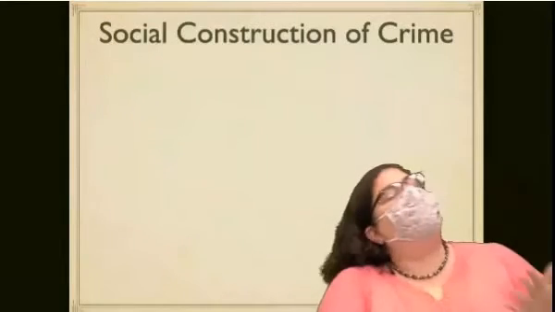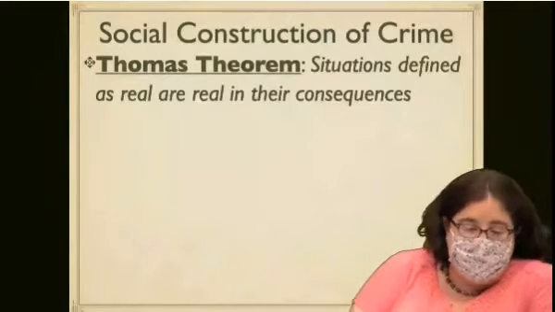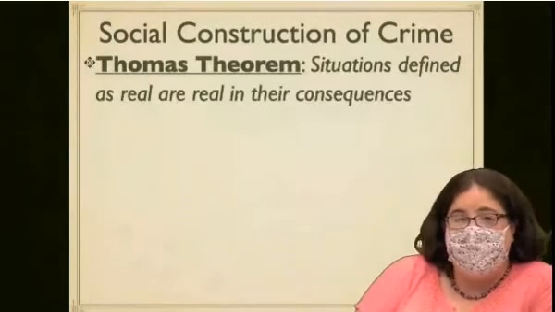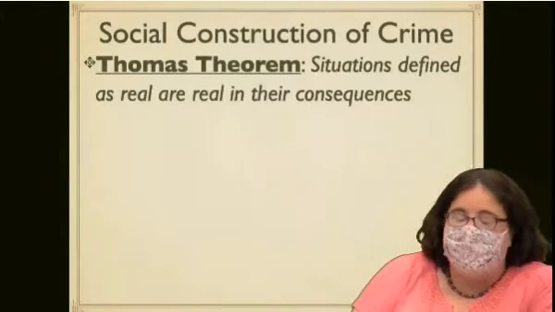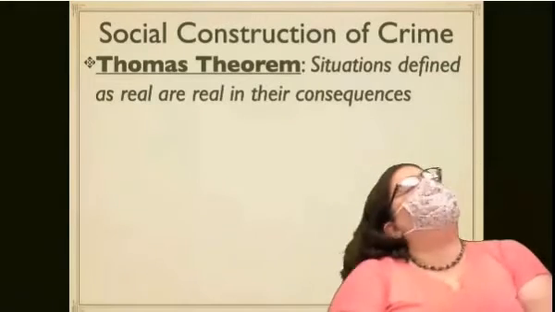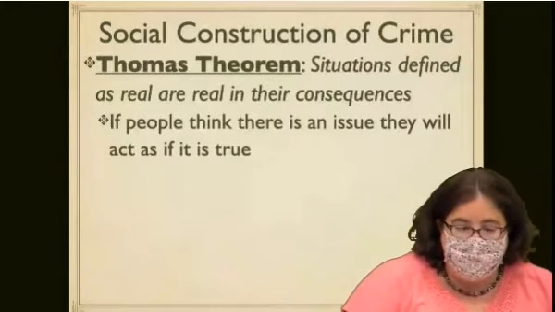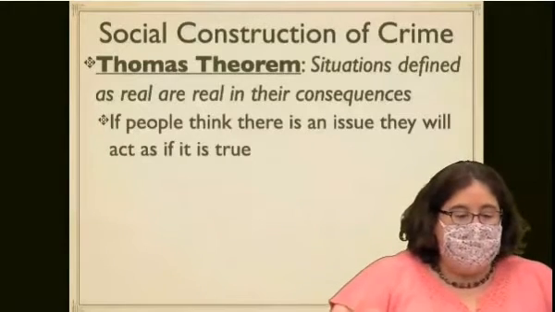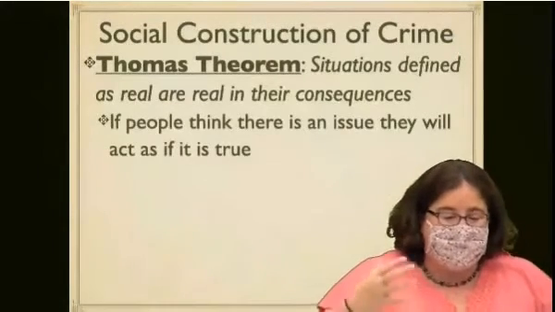Now, why does this matter? Well, it gets a little philosophical here, right? There's a philosophical principle called the Thomas Theorem. The Thomas Theorem says that situations defined as real are real in their consequences. In other words, if people think something is true, then they will act as if it's true. Right? In the case of social problems, if people think there's a social problem and an issue, they will act as if it's true.